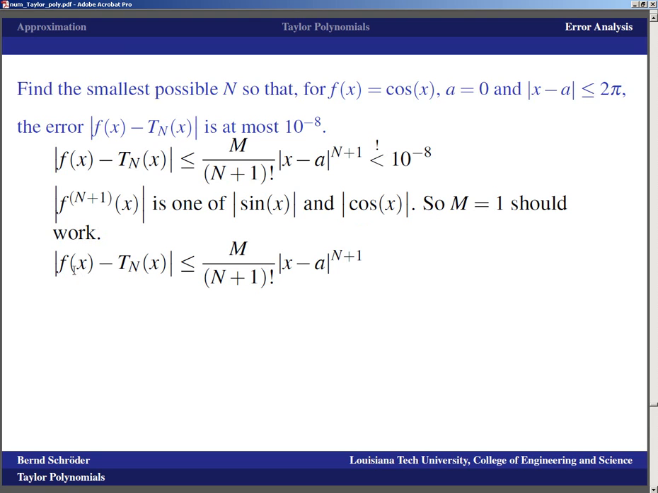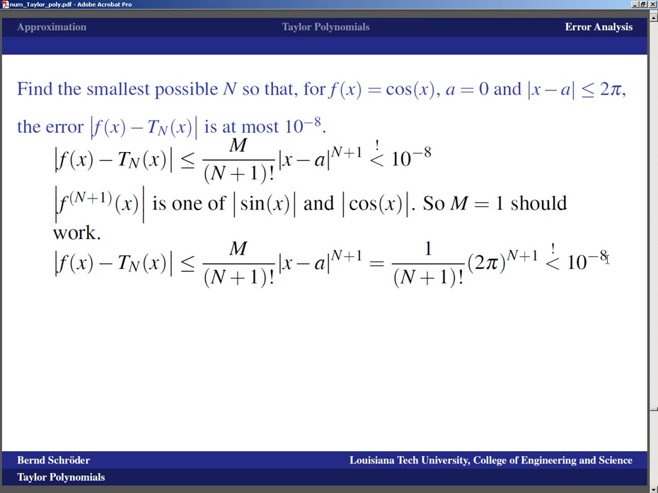So that means that the error is bounded by M over (n plus 1) factorial times |x minus a| to the n plus 1, which I should probably say less than or equal here, but we can just set that equal to 1 over (n plus 1) factorial times 2 pi to the n plus 1, and we make that smaller than 10 to negative 8.